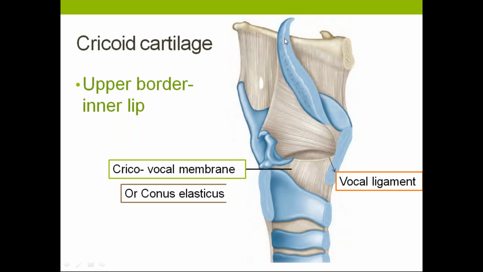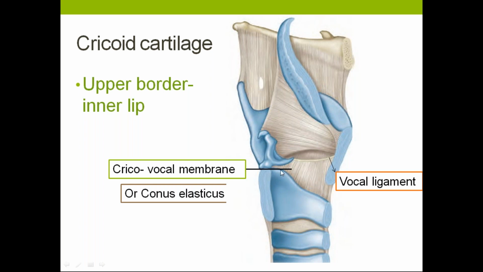So this is again the sagittal section of the larynx. You can see, this is the thyroid cartilage. This is the epiglottis. You can see the hyoid bone. This is the cricoid cartilage. This is arch, this is lamina, this is the first tracheal ring.